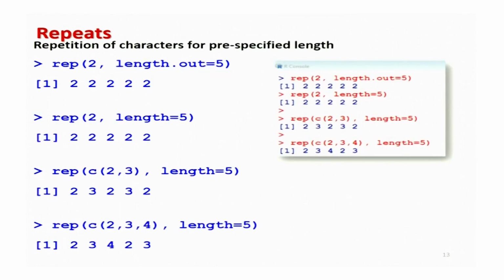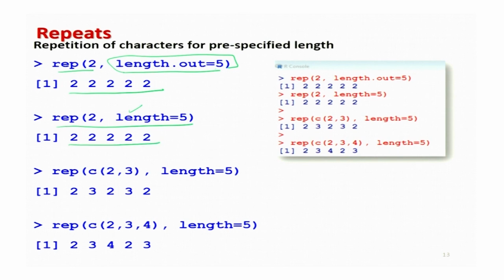Similarly, if you want some more operations, like repeating 2, but how many times? The length of the data vector should be 5, that means 5 times. So my length is pre-specified. In a univariate case you may not see the difference, but as soon as I take a data vector, you will see how the outcome changes. If you give 2 with the option length.out equal to 5, it will give you 5 values, no issues. The same with rep 2 and length equal to 5, it will again give you the 5 values.